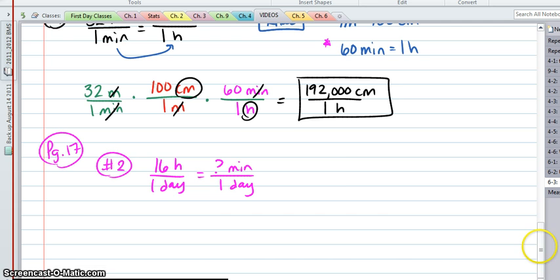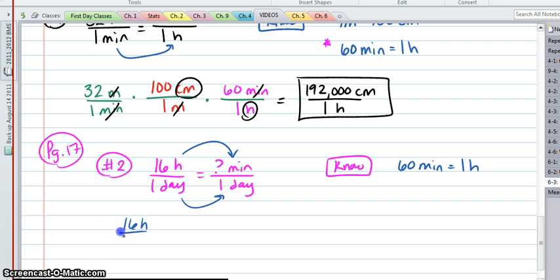We can use the same idea. What do we know? Well, we are converting hours into minutes. I know that there are 60 minutes in 1 hour, so let's write that down. And look, we don't even have to convert the denominator because we want to keep days. We just have one rate to multiply by. When we do this math, we get 960 minutes every day.